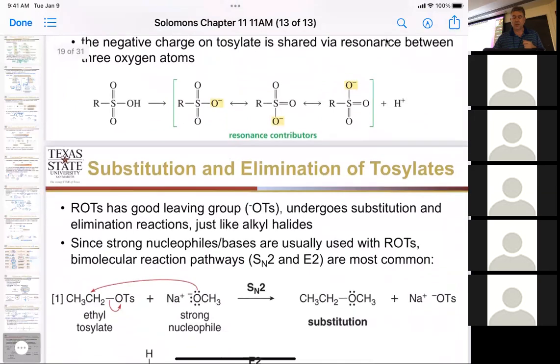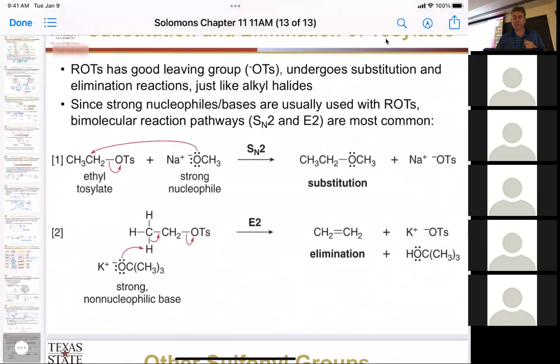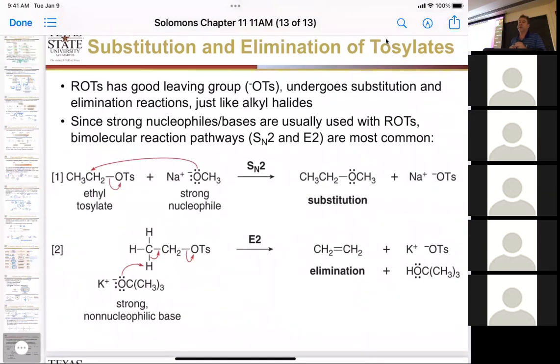Okay, so once you have it, you can actually get rid of it in a couple different ways. Most of the time, it's going to be an SN2 reaction or an E2 reaction. Okay, so if we have a good nucleophile, we can actually use it as a good nucleophile and get substitution on it. And so in this case here, we're going to make an ether out of an alcohol right here.